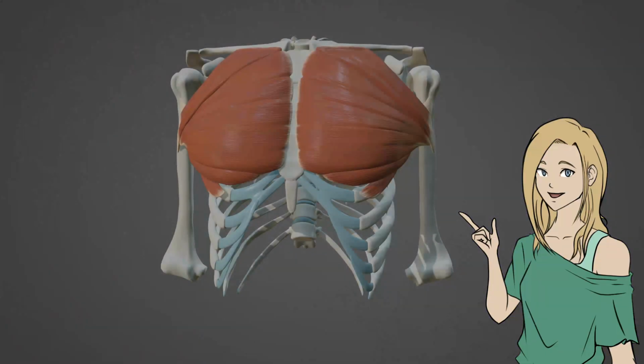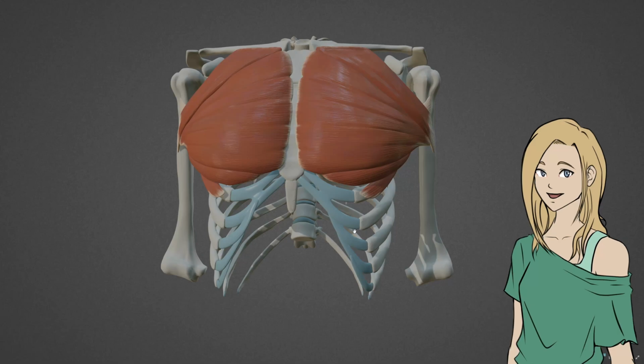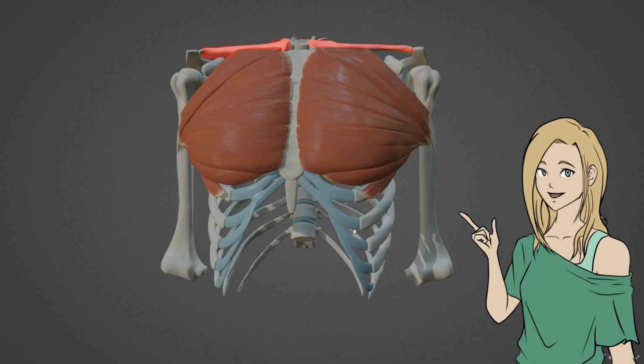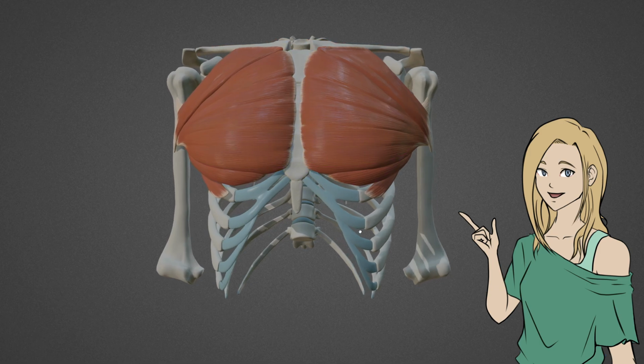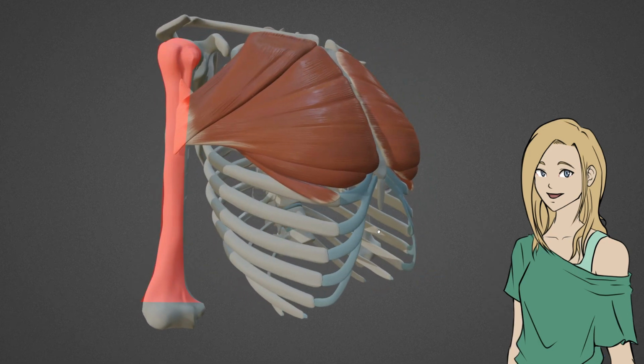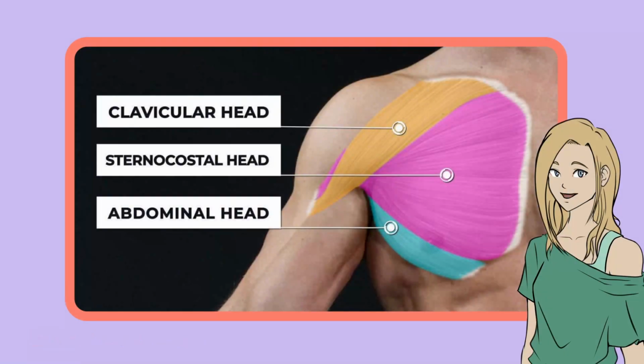Now, let's move on to the Pectoralis Major, or as most people call it, the pecs. It's the large muscle group in your chest that's responsible for movements like pushing, lifting and rotating your arm. This muscle starts at the clavicle, sternum and ribs, and it attaches to the humerus, your upper arm bone. Pectoralis is divided into 3 main heads, each with a unique starting point and function.